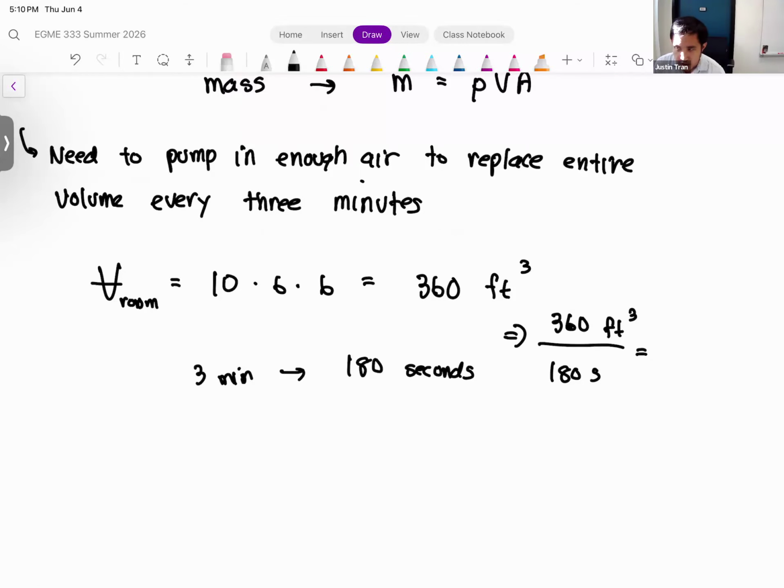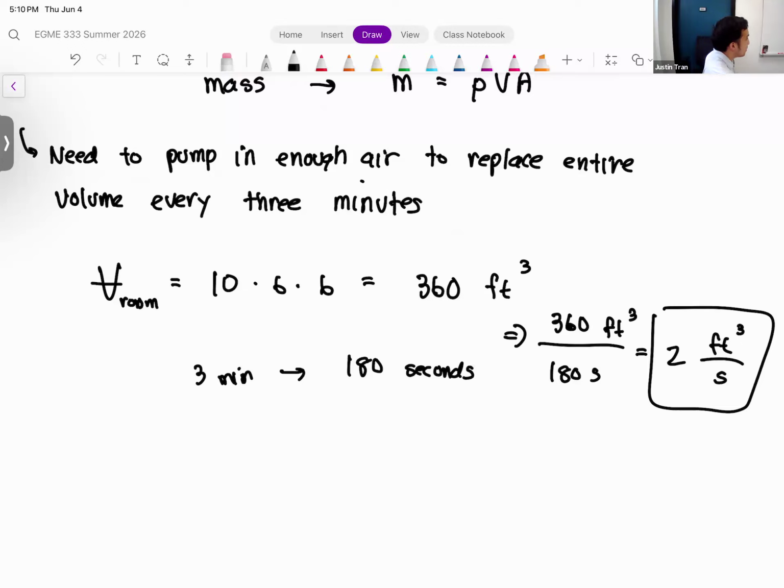And so that's pretty simple. 360 divided by 180 is just 2. And so the total flow rate that we need to pump into the room at any given time is 2 feet cubed per second.